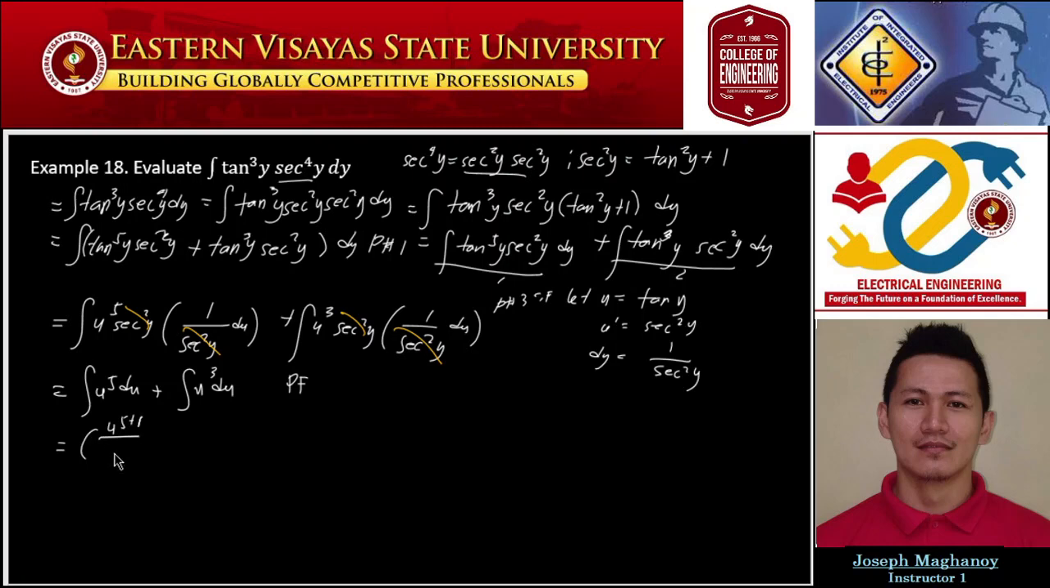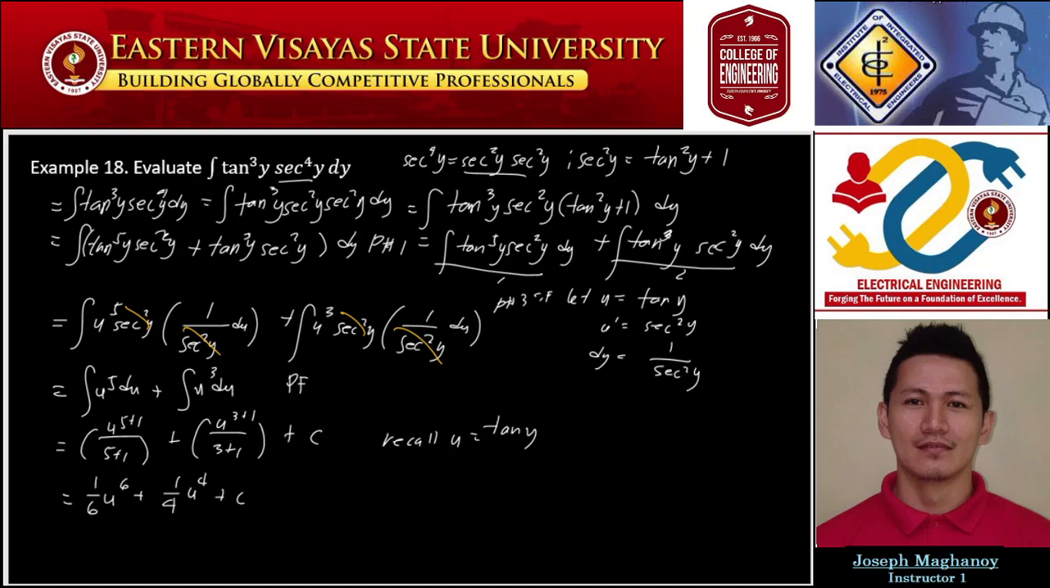5 plus 1 over 5 plus 1, plus the quantity 3 plus 1 over 3 plus 1, and of course, an arbitrary constant. So that is 1 over 6 u^6 plus 1 over 4 u^4 plus c. So we recall the value of our u. What is the value of our u? Tangent y. So we replace our u with our original value of u, which is tangent y.